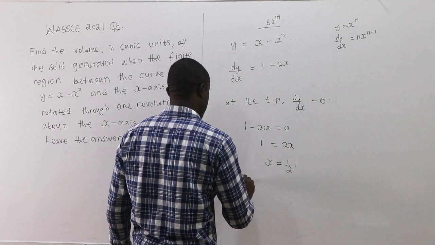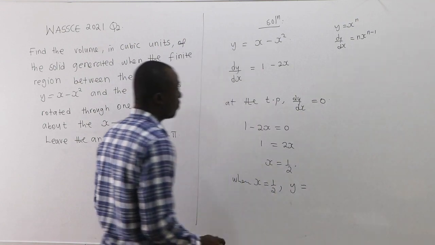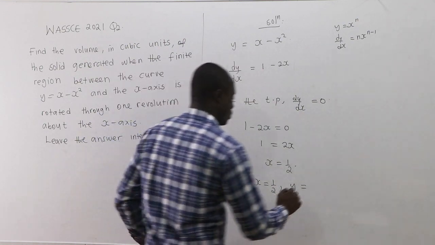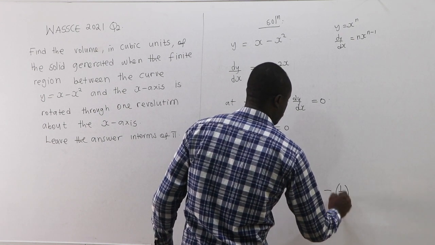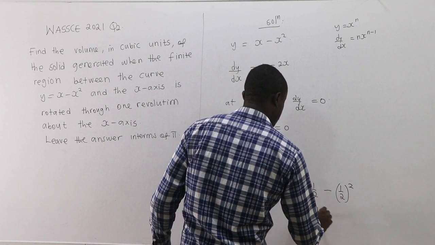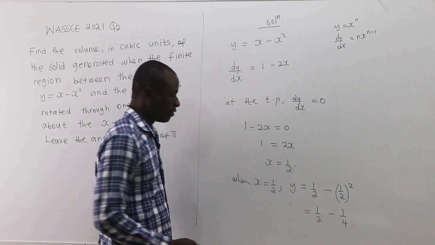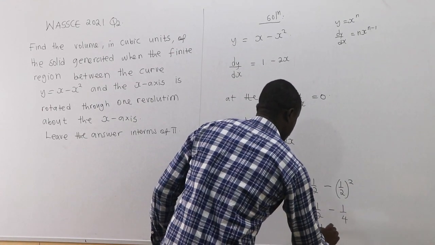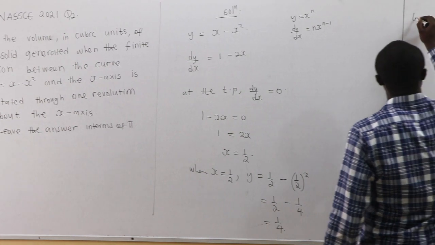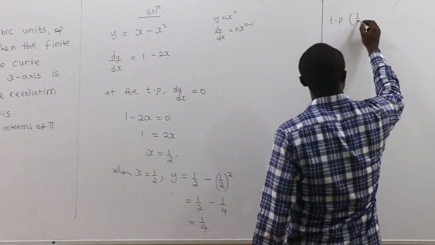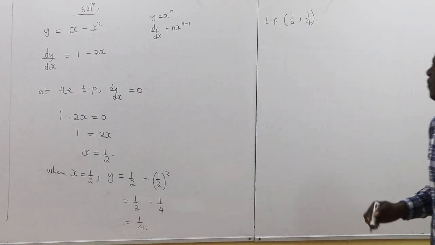Now, when x is equal to 1 over 2, what is our y? Wherever we see x, we put 1 over 2. So we have 1 over 2 minus (1 over 2) squared. Use your calculator: you have 1 over 4. 2 squared is 4, and this is just 1 over 4. So clearly our turning point is (1/2, 1/4).